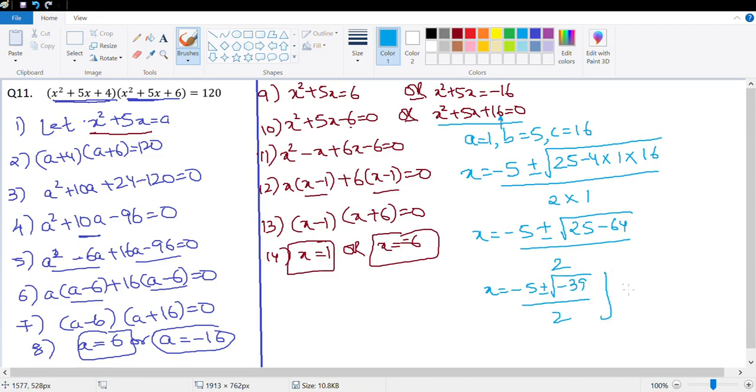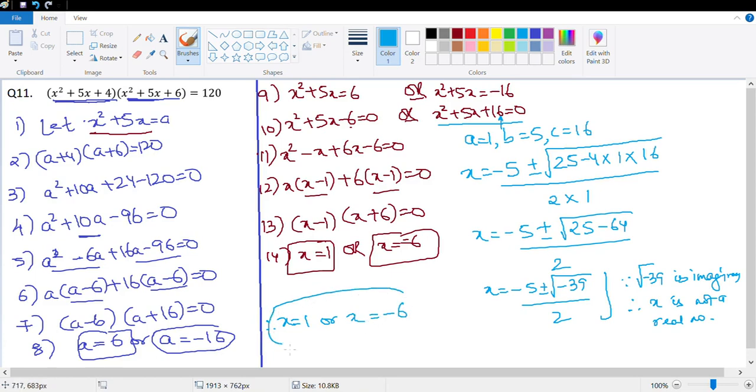Now this is not possible since root of negative 39 is imaginary. Therefore x is not a real number. So final solution, therefore x is equal to 1 or x is equal to negative 6. These are the two solutions that we get.